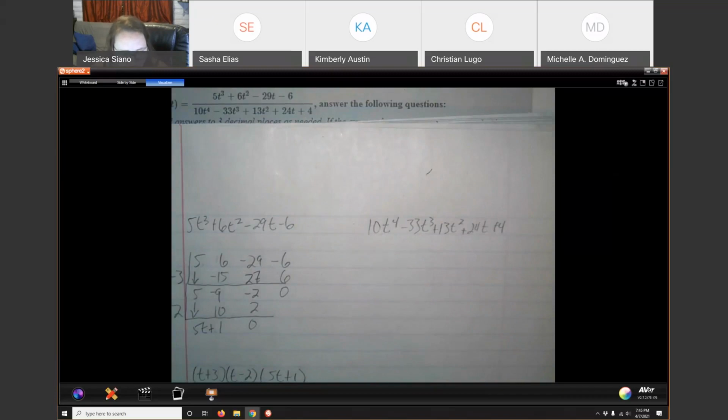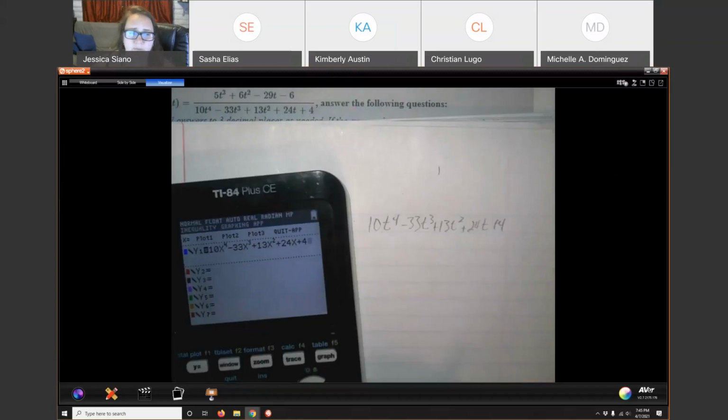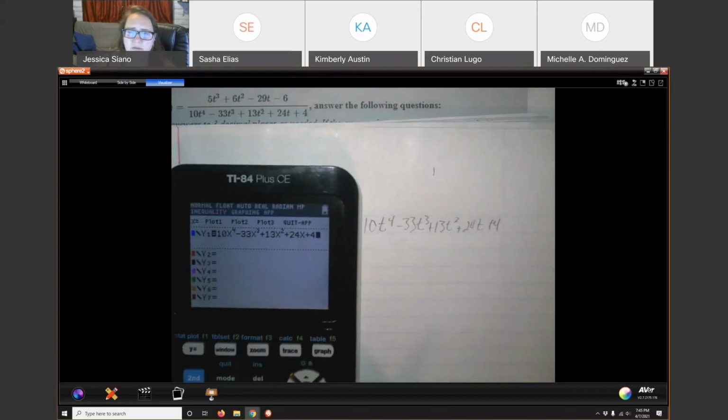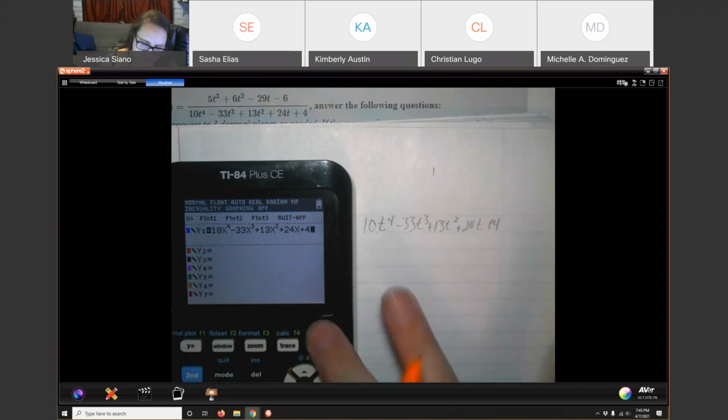Just putting this in completely wrong. Come on. 10x to the fourth. It's 33x to the third. It's 13x squared. It's 24x plus 4. Okay.